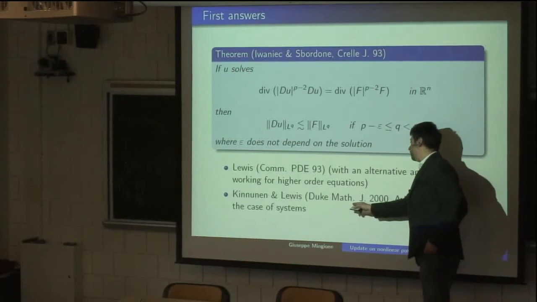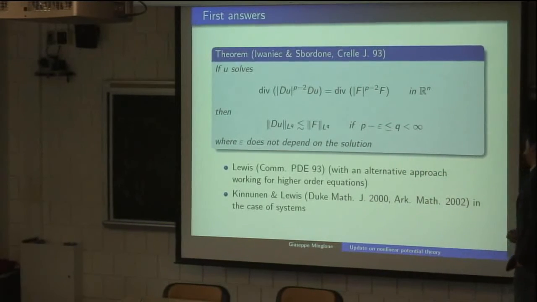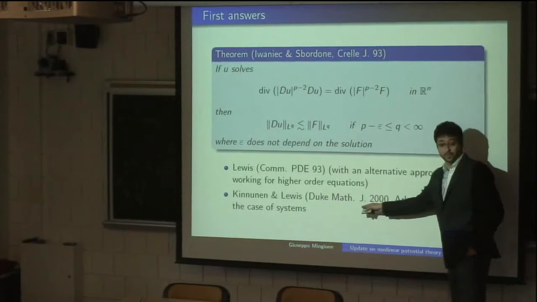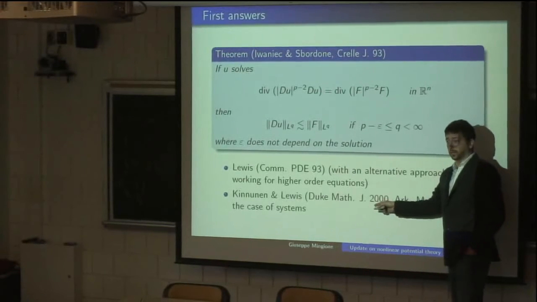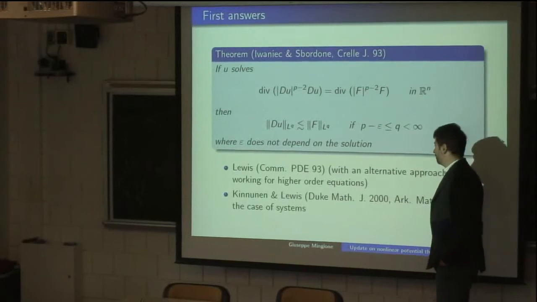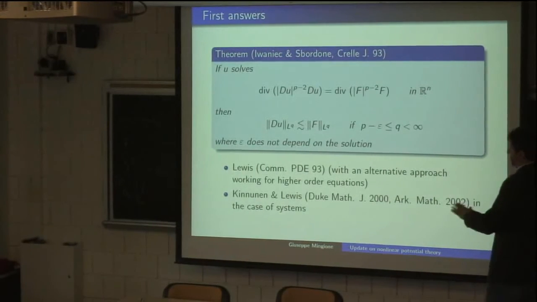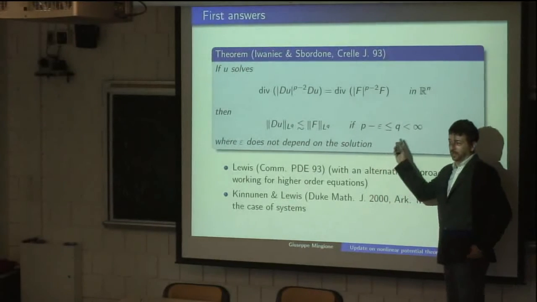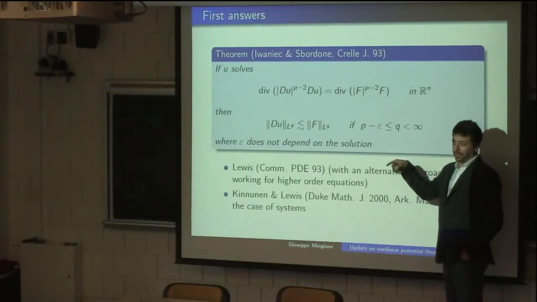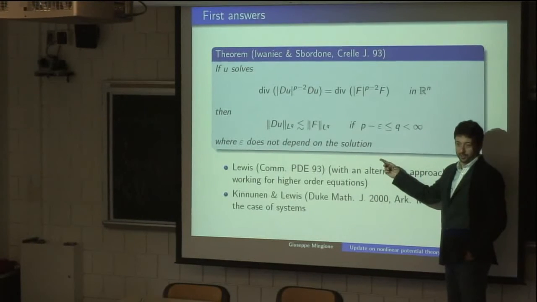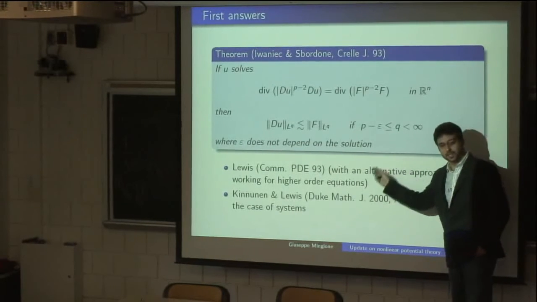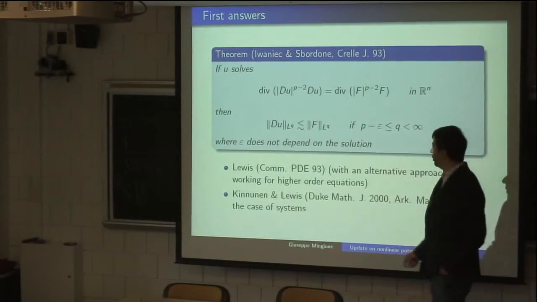And a parabolic version of this has been done by Kinnunen and Lewis in two very interesting, extremely involved papers. They are very interesting. So this is the status. This is the current status for the sub-dual case in divergence form structure with respect to the right hand side. So this last result leads us to the next part of the talk.